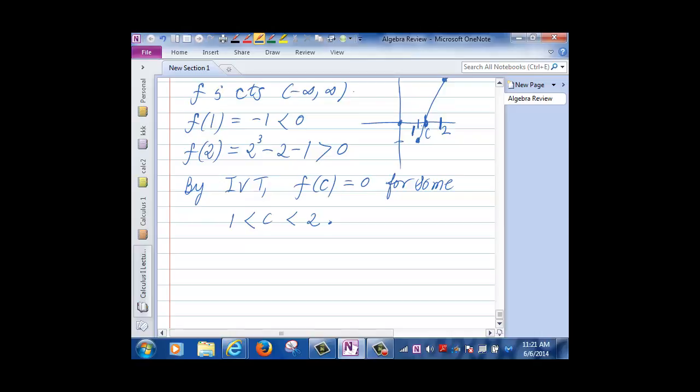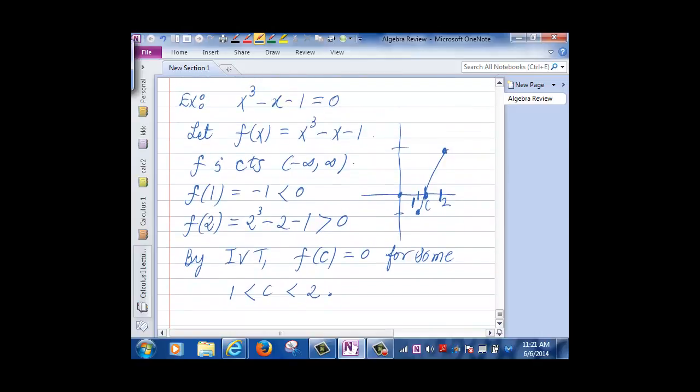Now you might say, how do I pick the values where the function is negative and positive? You can pick any value. If I ask you to show that a function takes on the value 0 somewhere, find a value of x where f is negative and a value of x where f is positive, any values you want, and then you know that there is a number c in between where the function will be 0. Am I making sense?